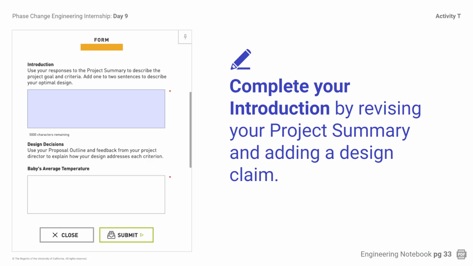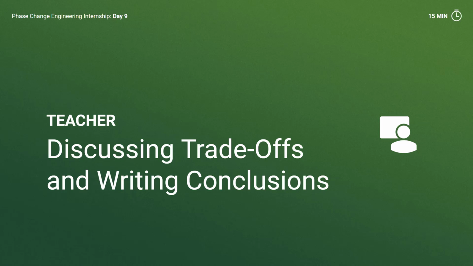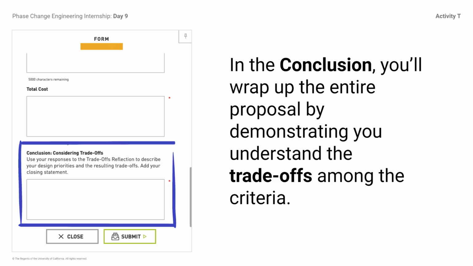Teacher, discussing trade-offs and writing conclusions. In the conclusion, you'll wrap up the entire proposal by demonstrating you understand the trade-offs among the criteria. Your conclusion should show you considered many possibilities. By including specific examples, it will help convince the audience that your design is optimal.